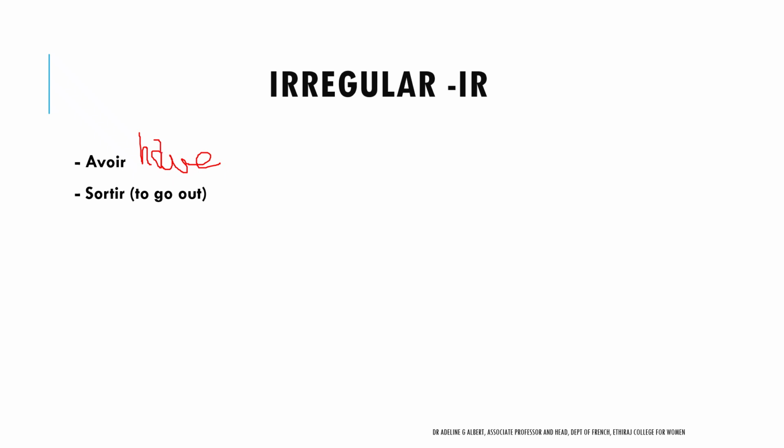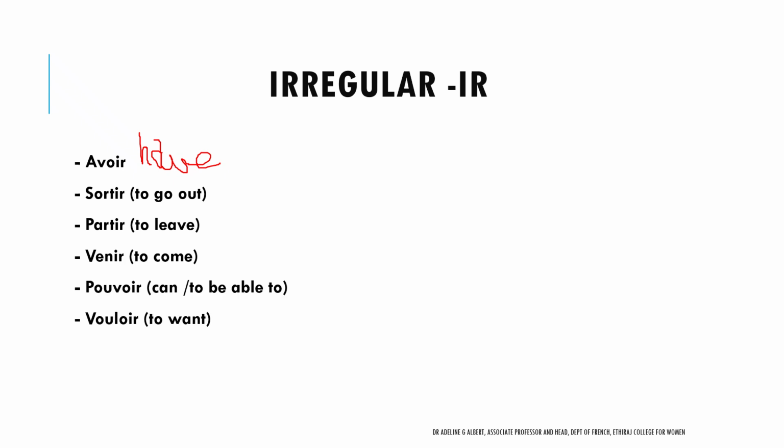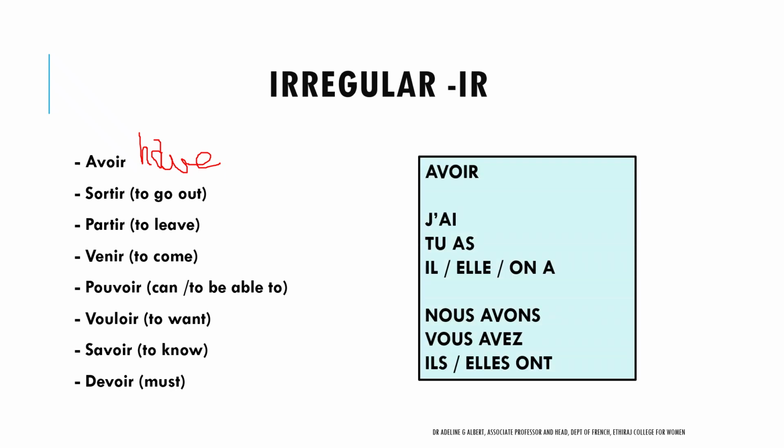I have. Okay. Sortir is to go out, partir is to leave, venir is to come. You have quite a few verbs. You have to spend time and memorize them. I know them well now because I've been using them for decades. You have to memorize them every day. Only then will your mind retain them. But avoir, I told you it's important. It's the verb to have, and it is irregular. It is one of the fundamental verbs.